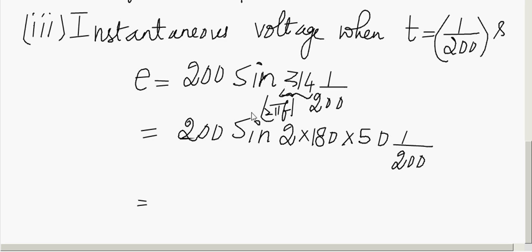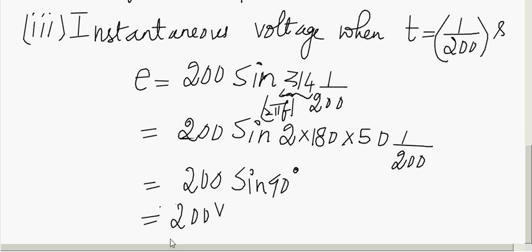Yes, 197, or approximately you can take it as 200 volts, or 197.5 volts. Or actually, if you take the exact value, this is 200 into sin 90, and sin 90 is 1, so it is 200 volts itself. It doesn't make much difference if you write it as 197.5 also, it is okay. Hope you understood this problem. I'll just stop this.